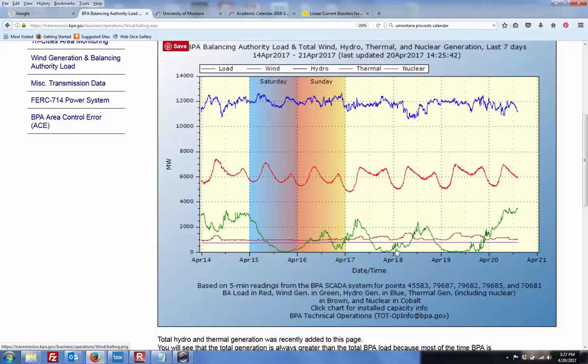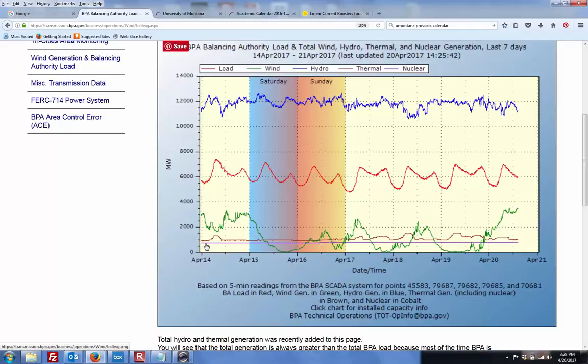So there's your wind in green, hydro is in blue, a lot of hydro. Thermal generation, including nuclear, in brown. So when it's long, you can see, hey, let's fire that up, get it rolling. Kind of go with the flow a little bit there. Nuclear is in cobalt.